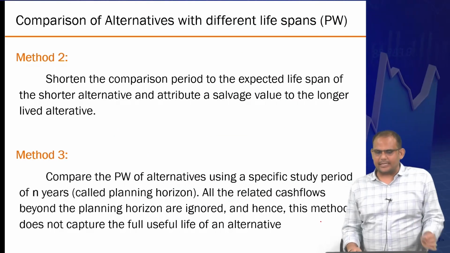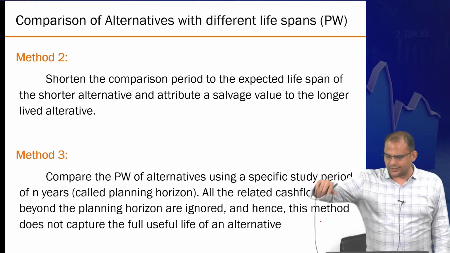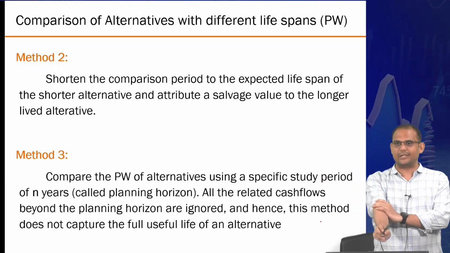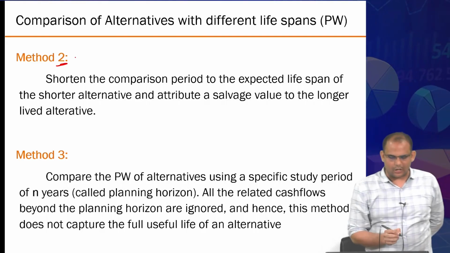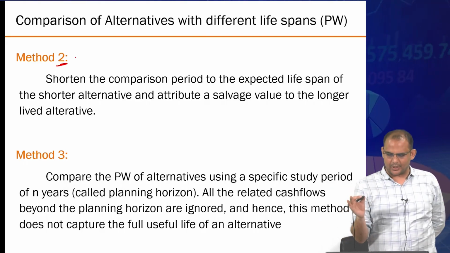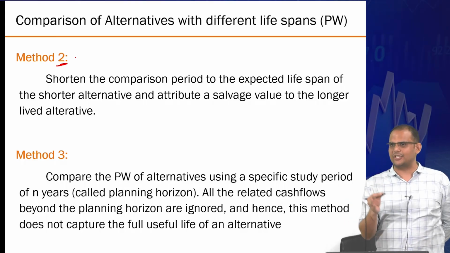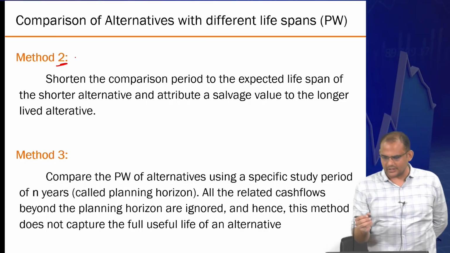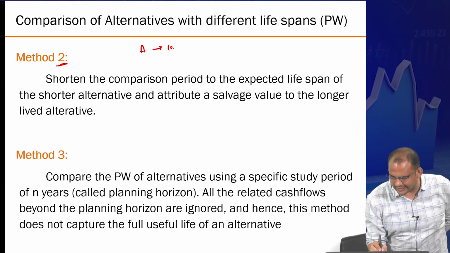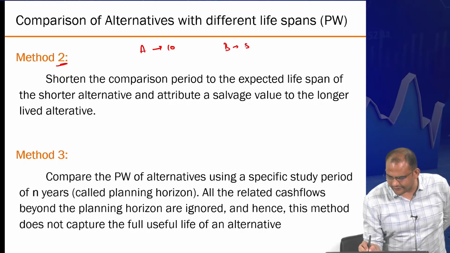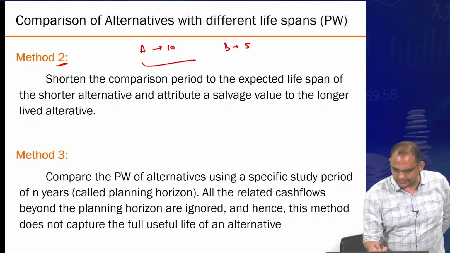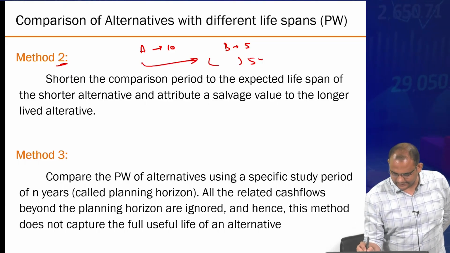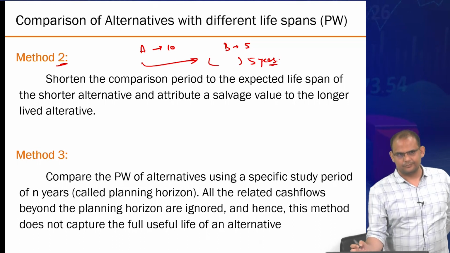Alright. Then there are 2 other methods also how to deal with alternatives with different service lives. So method 2 is you shorten the comparison period to the expected lifespan of the shorter alternative. So let's say A was of 10 years, B was of 5 years. So instead of taking the LCM, you actually bring A to 5 years. How?